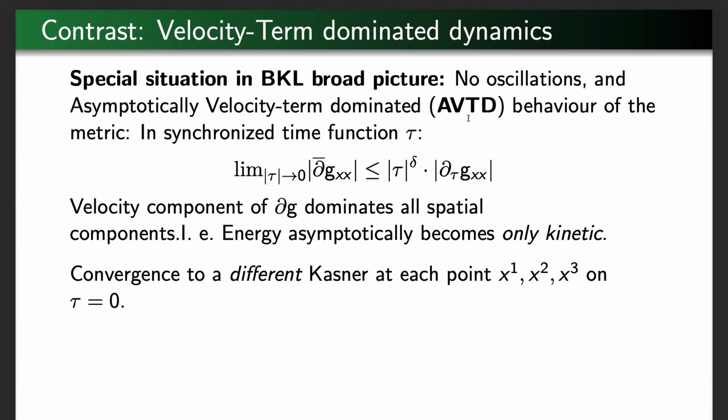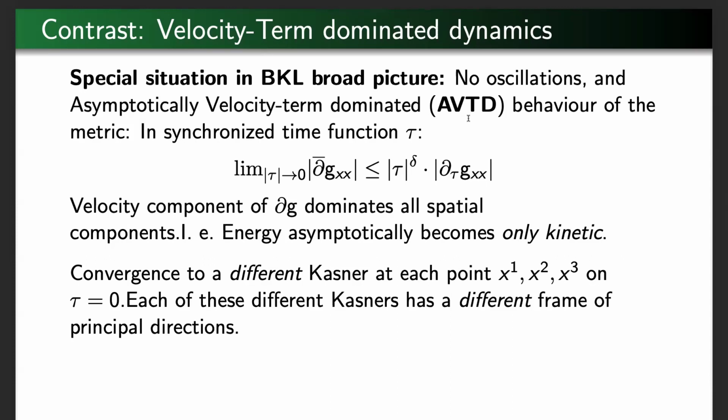And if that were to happen, then at each point on the final singularity, you converge to a Kasner. At each separate point, you converge to a different Kasner, meaning the Kasner exponents at each point are different. But also the frame, the principal frame, changes from point to point, the principal direction. Just to clarify, one of those principal directions is the expanding direction. Is that right? Yes, that's right. And so that can be in one direction, and the next point may have another direction. That's right, exactly.